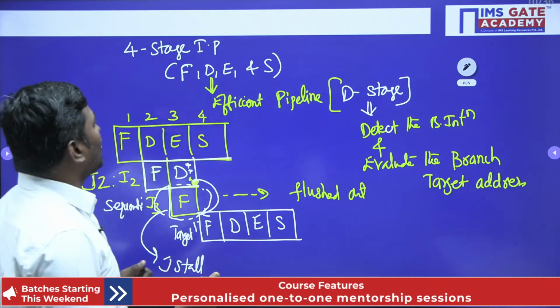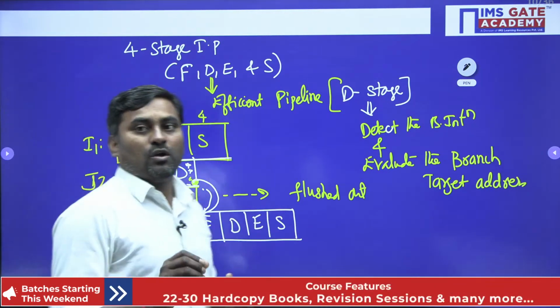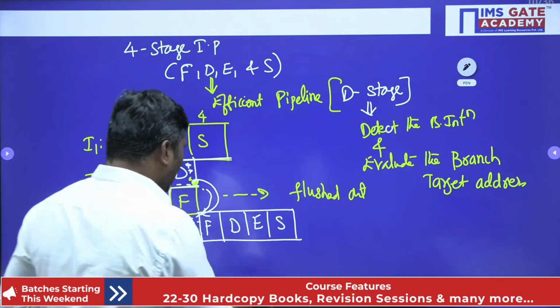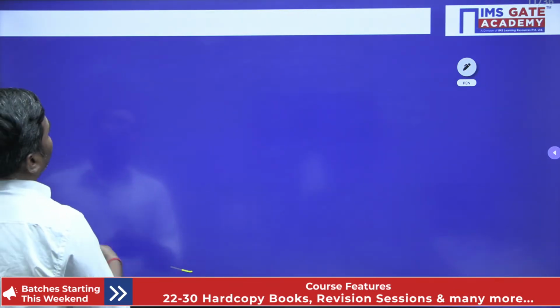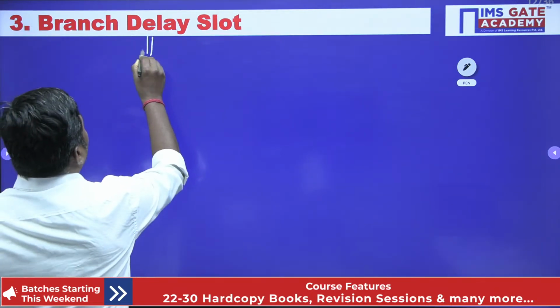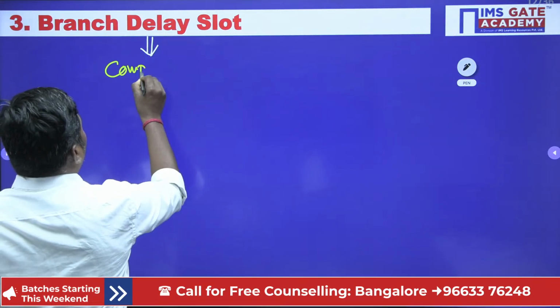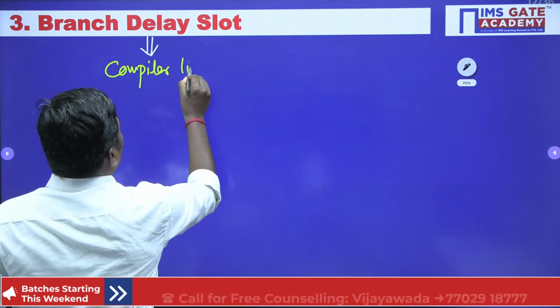Now people thought, why should I fetch this instruction? So at compiler time they modified the solution, please observe. They made it into the third approach, the branch delay slot. What is the branch delay slot? It is nothing but a compiler-time technique, please observe.